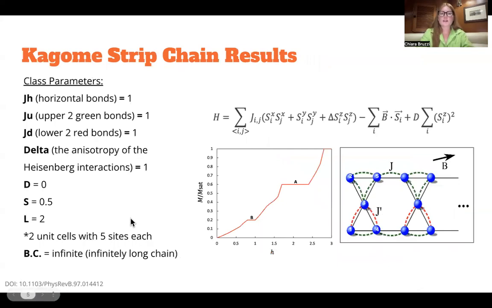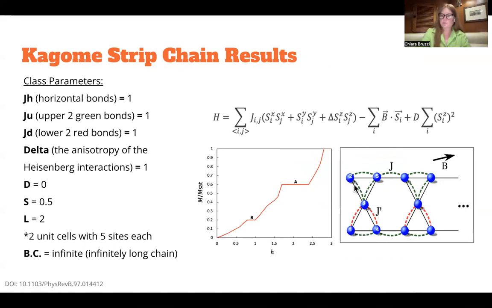So next I looked at the Kagome strip chain and the Hamiltonian here. As you can see, it has a little bit more components than the previous example. So the interaction strength is in three different directions: JH, JU, and JD. JH is for the horizontal bond, so that would be between 2 and 5 and 1 and 4 in this figure on the bottom right.